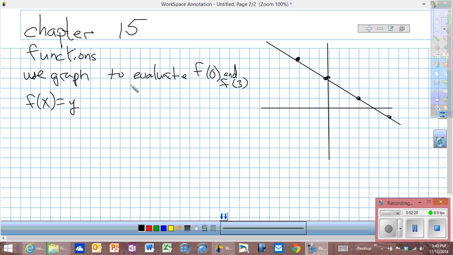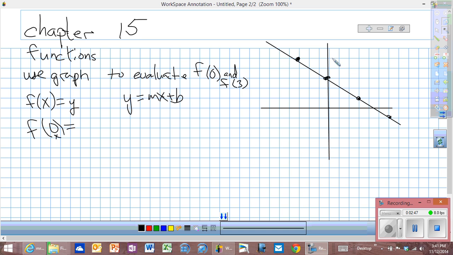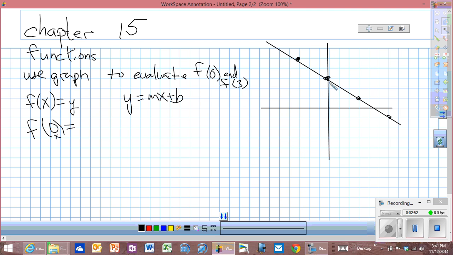Just from looking at this line, we don't even have to write an equation, though we could write an equation in y equals mx plus b form. We know how to do that, and I'll go over it in a few minutes. But right now, they want us to look at f of 0. What happens at the x value? Remember, this is an x value. Right here is our x value of 0. At f of 0, what is the value of this graph? All they want you to write is y equals 3, because that's what the y value is right there.